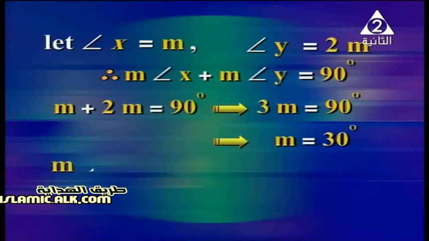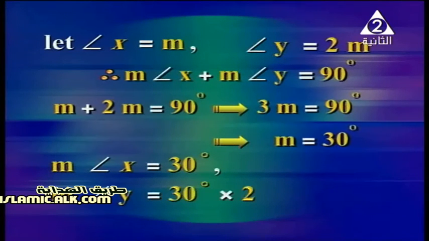It is m. So measure angle x equals 30 degrees. What about angle y? It is 2m. So measure angle y equals 2m. It means 30 multiplied by 2 to obtain a result as 60 degrees. In this case, we found measure angle x and measure angle y.